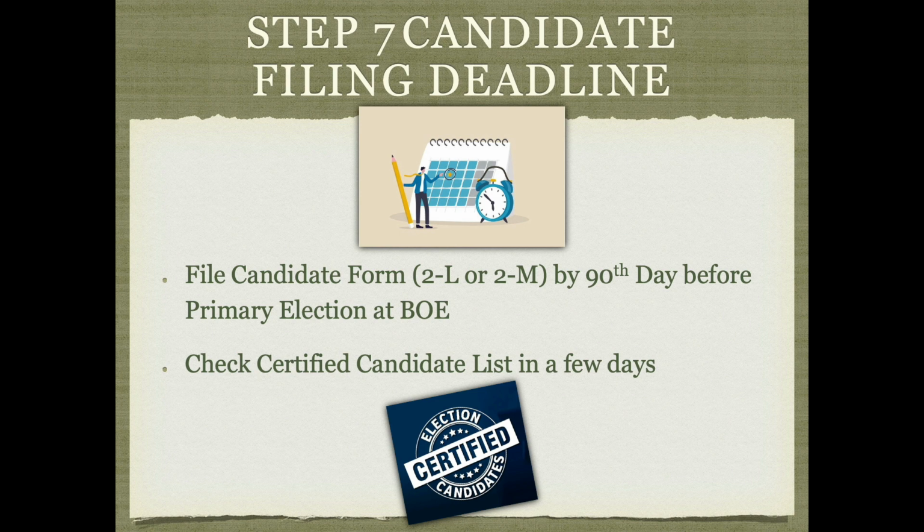Step 7. File by candidate filing deadline. File candidate form 2L or 2M on or before the 90th day prior to the primary election at the county BOE by 4 p.m. After a few days, if your candidate form is approved, you will appear on the certified candidate list at the BOE. Your name will now appear on the ballot in the primary election, usually as the last selection of candidates on the ballot under Member of County Central Committee.